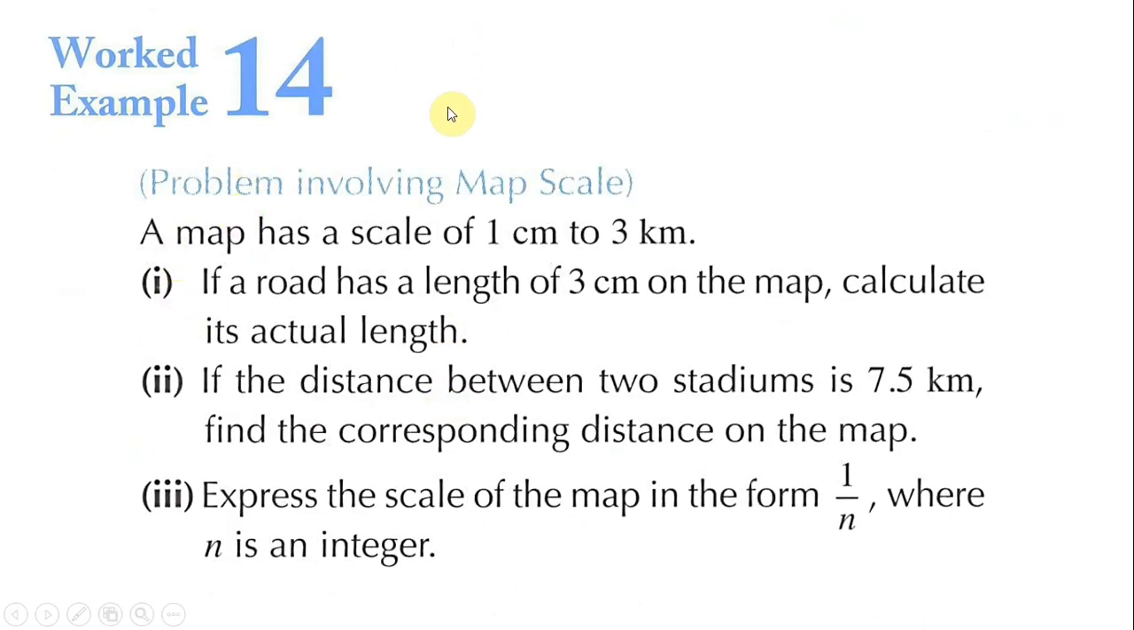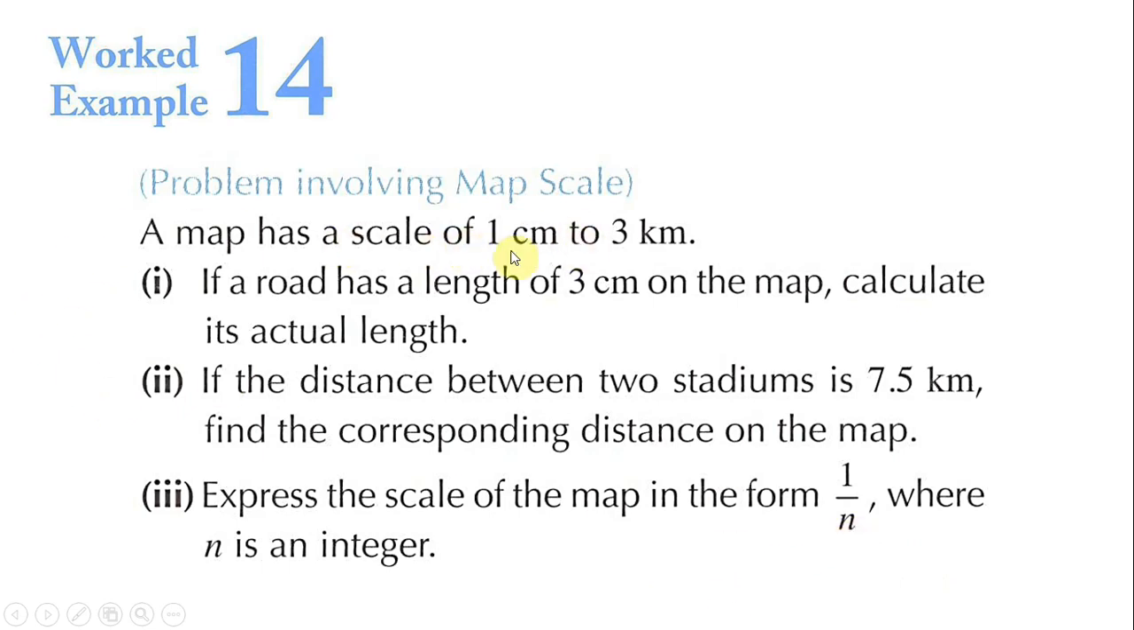Now we are going to solve a scale drawing problem involving map scale. A map has a scale of 1 cm to 3 km. If a road has a length of 3 cm on the map, calculate its actual length. If the distance between two stadiums is 7.5 km, find the corresponding distance on the map. In the third part, express the scale of the map in the form of 1 over n in ratio form, where n is an integer.